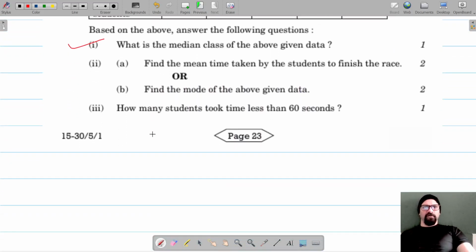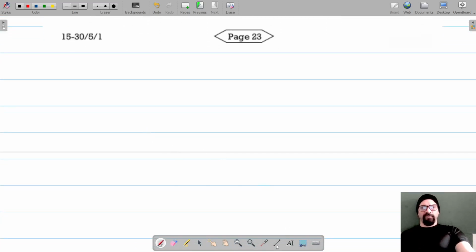What is the median class of the above data? For this, let's find out the total number of students using the cumulative frequency. Our first column should be the class intervals, and the class interval is the time in seconds. So this is the time in seconds.